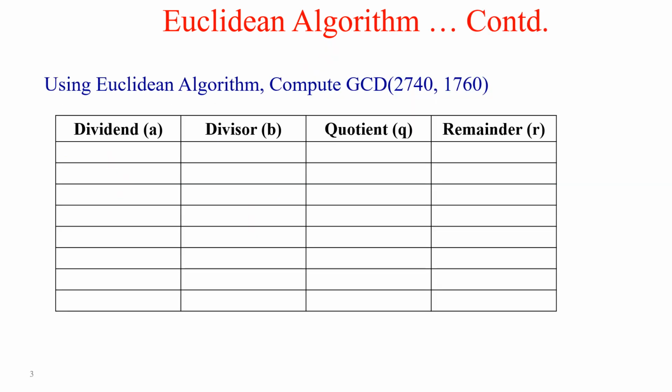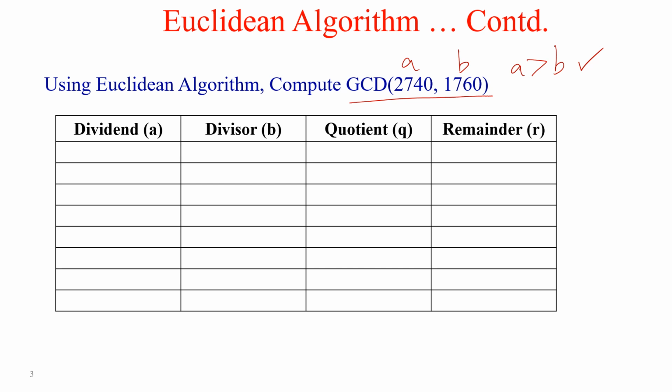Here we are going to solve one problem using the Euclidean algorithm: compute the GCD of 2740 and 1760. Now you know that 2740 is the dividend, so it is A, and 1760 is the divisor B. What is the first condition we have seen? Always we have to check A is greater than B. A must be greater; if it is not the case, we have to swap. Here A is greater than B. Yes, the condition is true. So we divide A and B.